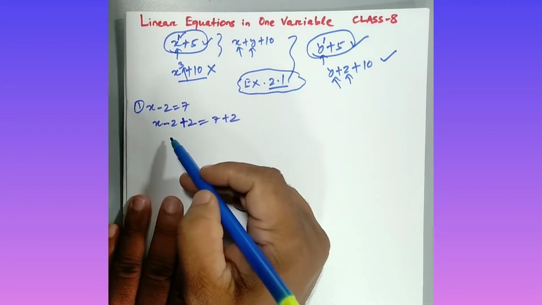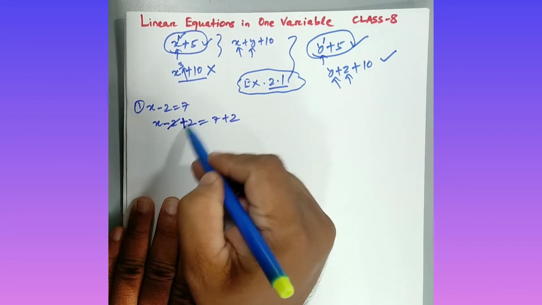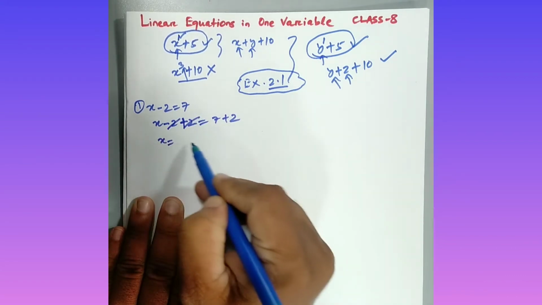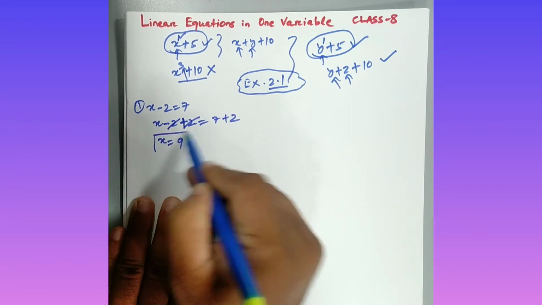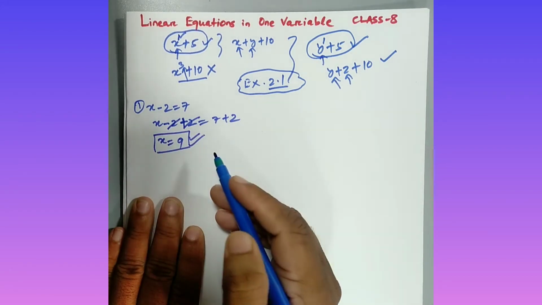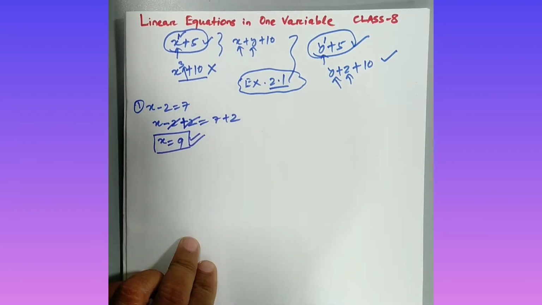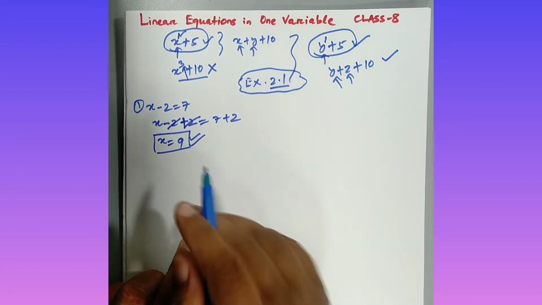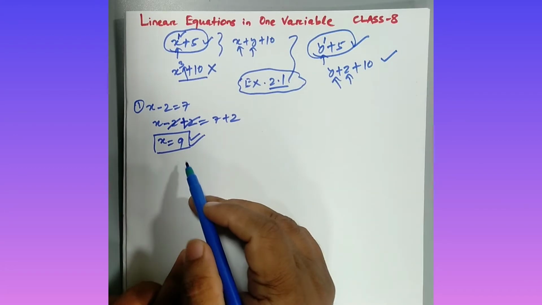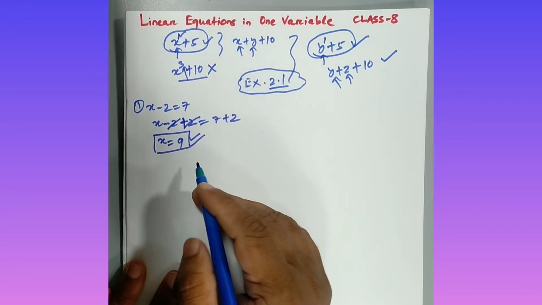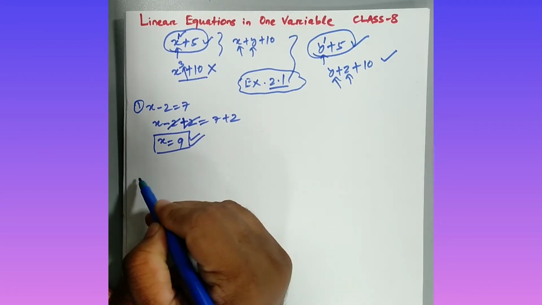So that is x minus 2 plus 2. Minus 2 plus 2 cancels. So you are getting x equal to 7 plus 2, which is 9. So this is your answer. That means you have to find the value of x. In this way you are going to find the value of x. Okay, now move on to question number 2.